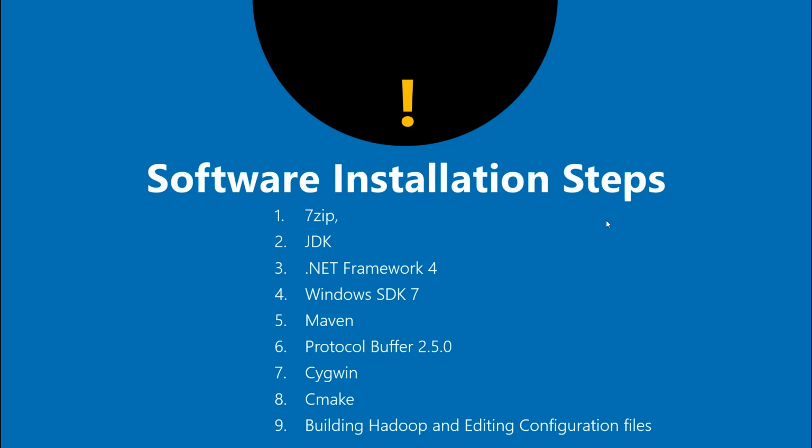Let's start with the various software installation steps, starting with 7-zip, JDK, .NET Framework, Windows SDK 7, Maven, Protocol Buffer 2.5.0, Cygwin, CMake, and finally building Hadoop and editing the configuration files. We'll also see how to copy files to the HDFS on Windows and how to execute the sample MapReduce program on Windows. So let's get started.